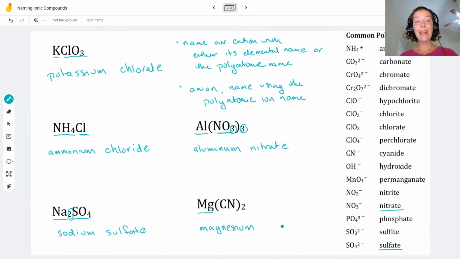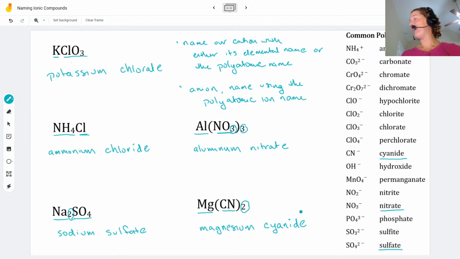And that's it for our cation. Our anion is CN, which is a polyatomic ion. Yes, there are two of them, but we don't need to worry about that. We just need to find CN on our list. And here it is right here, cyanide. And bam, you're done. That's it.